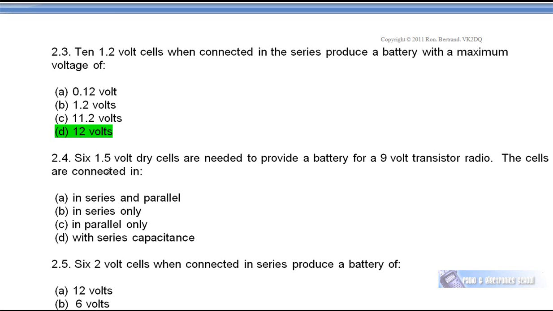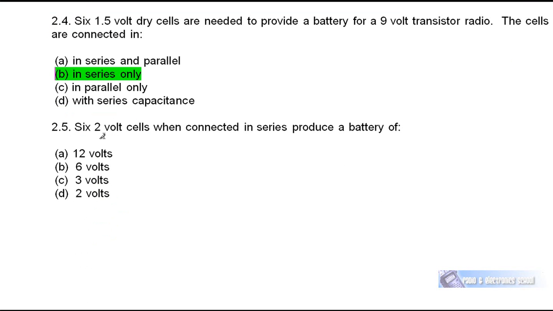Question 2.4, 6 1.5 volt cells are needed to provide for a 9 volt transistor radio. The cells are connected, well, to get 9 volts from 6 1.5 volt cells, you would have to connect them in series. Six 2-volt cells, when connected in series, produce a battery of 12 volts. It's a car battery. A car battery is around about 2.2 volts per cell when it's not on load. And so a car battery is really a bit more than 12 volts. It's a little bit over 13 volts, but we normally speak of it as being 12 volts. So 6 2-volt cells in series will give you 12 volts.